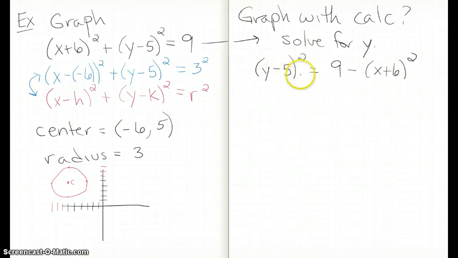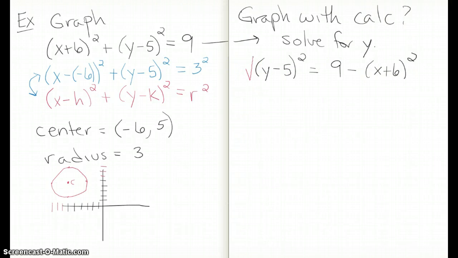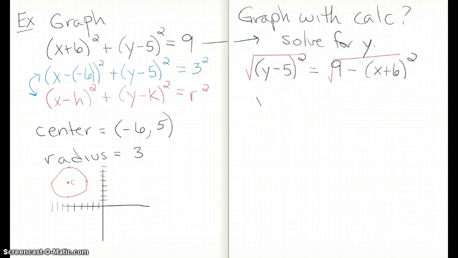I'm going to try to get all the y stuff on one side and all the x stuff on the other side. Good? Well, I see that if I have (y − 5)², then I need to try to undo this squaring action here, which means square rooting things. So when I take the square root of both sides, remember we could use a color to show that, I get plain old y − 5 on the left.